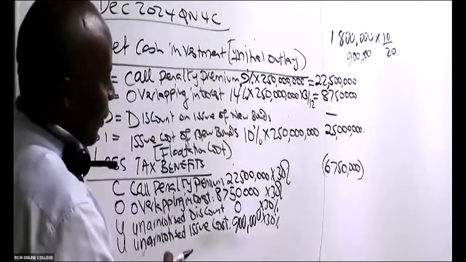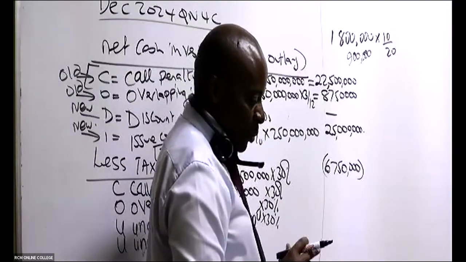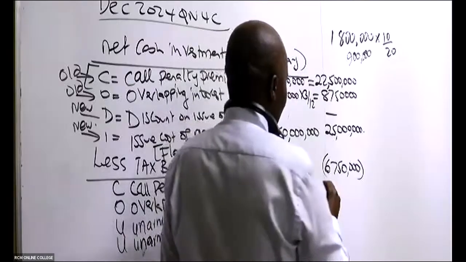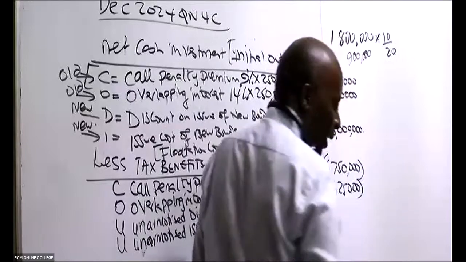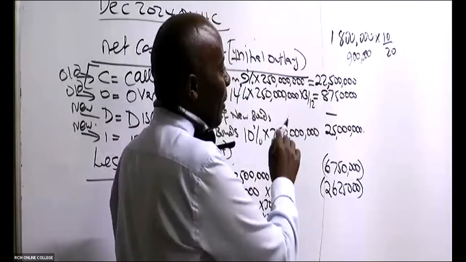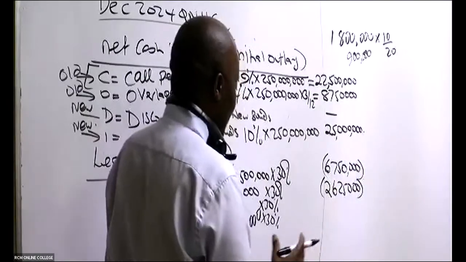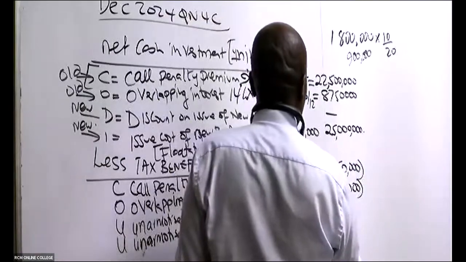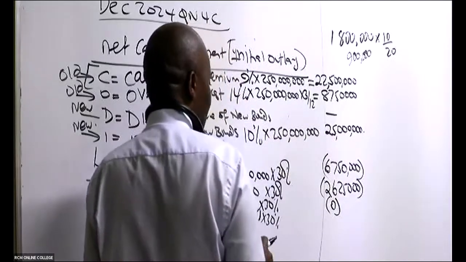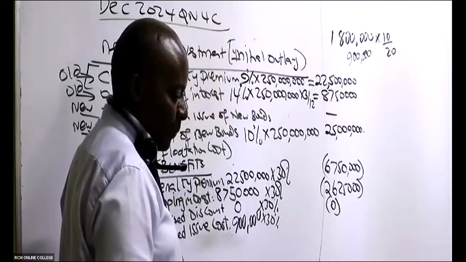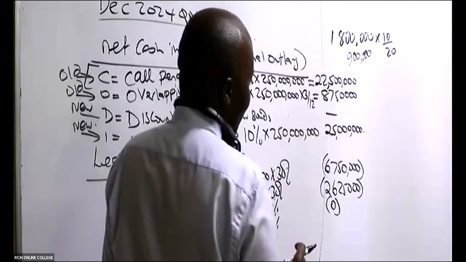How about 87,50,000 times 0.3? 26,25,000. Lincoln, I can see your question. We don't divide by 20. No, this is full, the full unamortized. This one here is 0, right? Yeah. 900,000 times 30% will end up giving us 200 what here?